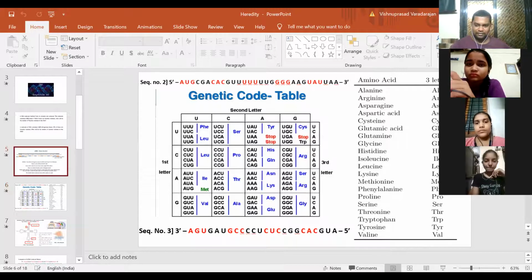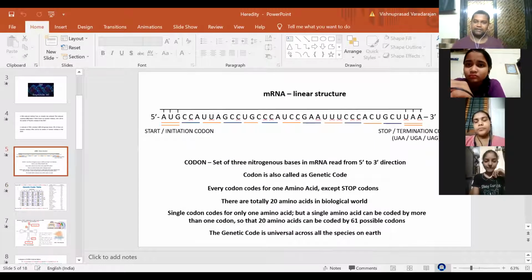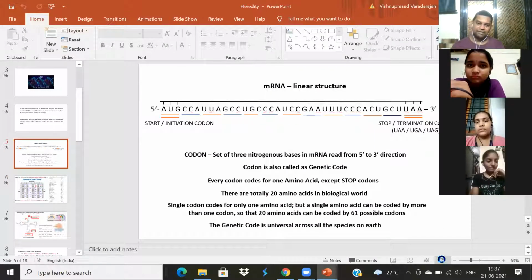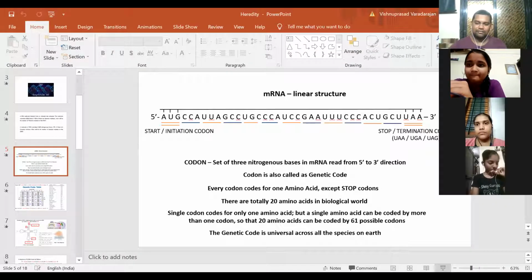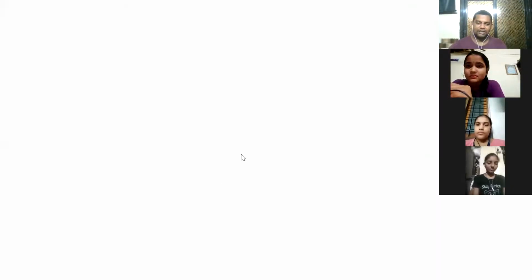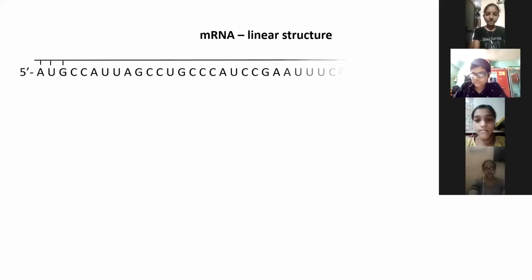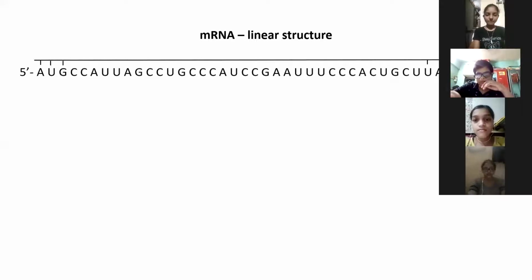Right. And all of you remember we had started with the structure of mRNA. You remember something called codon? Yes, we had discussed the word codon. Codon is nothing but a set of 3 nitrogenous bases on the mRNA. So that codon we read in which direction? What is the direction for codon? 5 prime to 3 prime direction. Correct. It is 5' to 3' direction.